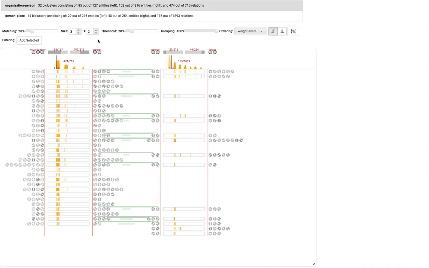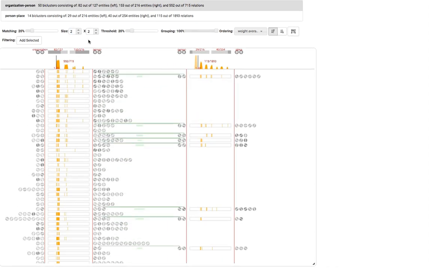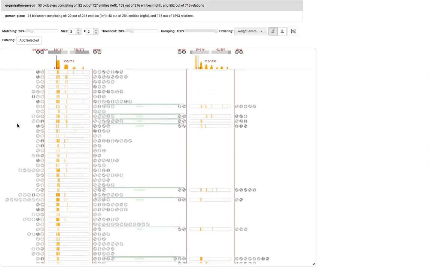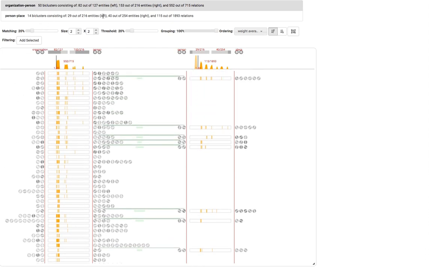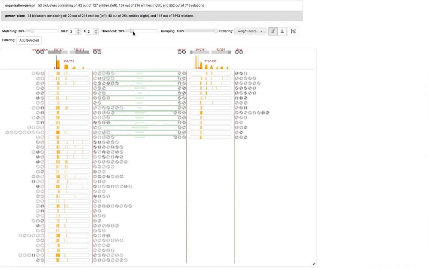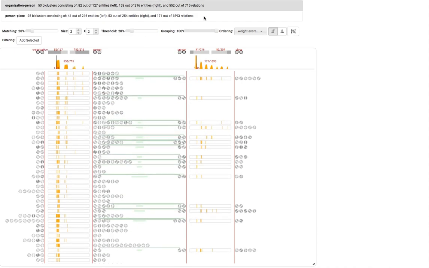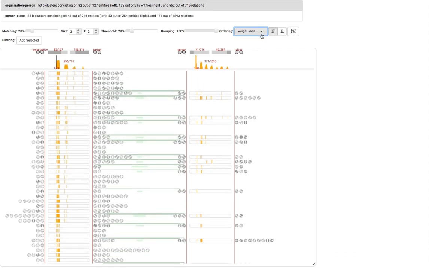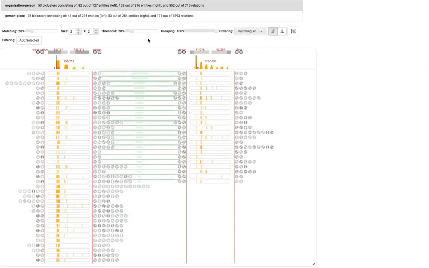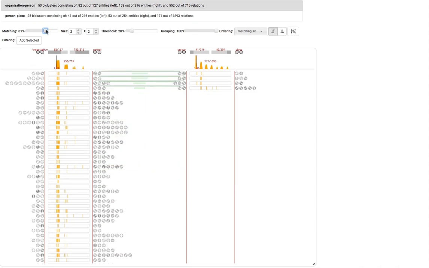Emma starts her investigation by first adjusting a few biclustering parameters. For example, she reduces the minimum bicluster size for organization to person, and lowers the relationship weight threshold for person to place. The computed bicluster chains can be ordered using different criteria, such as average relationship weight and bicluster size. The matching threshold controls how biclusters from the two sides are connected to form chains.